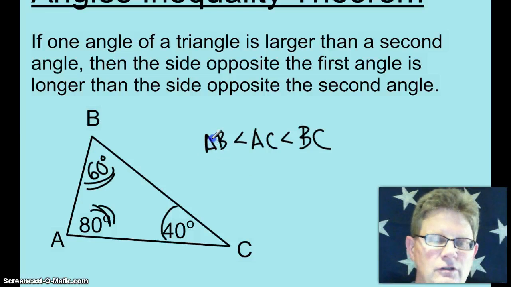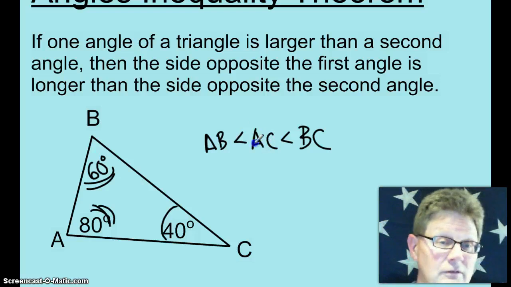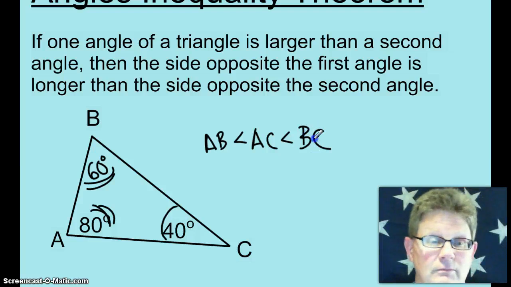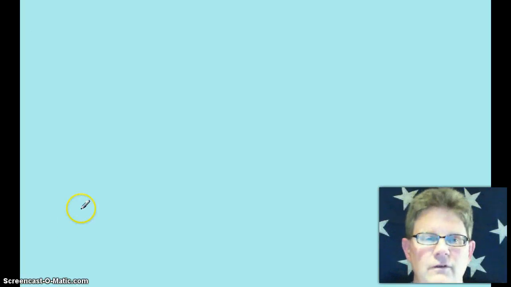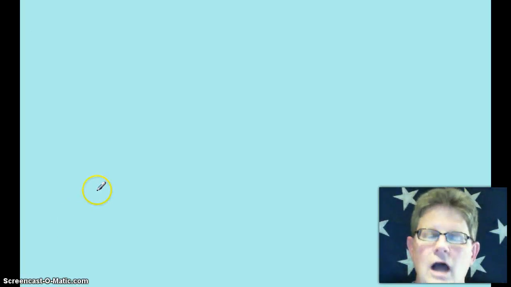AB, since it's opposite the smallest angle, is the shortest side, and it's less than the side opposite the middle angle, 60 degrees, which is less than the side opposite the 80 degrees. And I do believe that's all there is for Honors Geometry Lesson 5.5, Triangle Inequality Theorems.